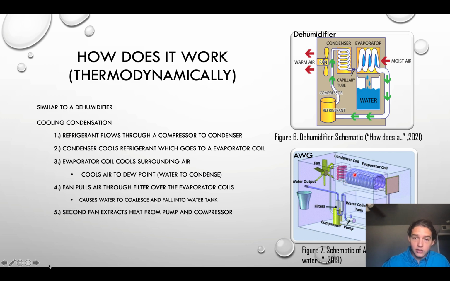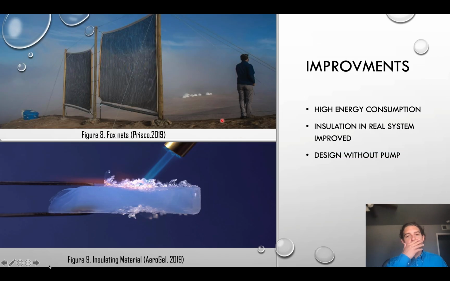The cool refrigerant then goes through this evaporator coil, which is filled with air in the middle. As the evaporator coil becomes really cold, it lowers the air to its dew point. And as the air goes to its dew point, the air cannot hold the heavy water molecules, so they start to coalesce and drop down into this water tank. From the water tank, a pump moves the water all the way through a filtration system, and then you can use the readily accessible water.